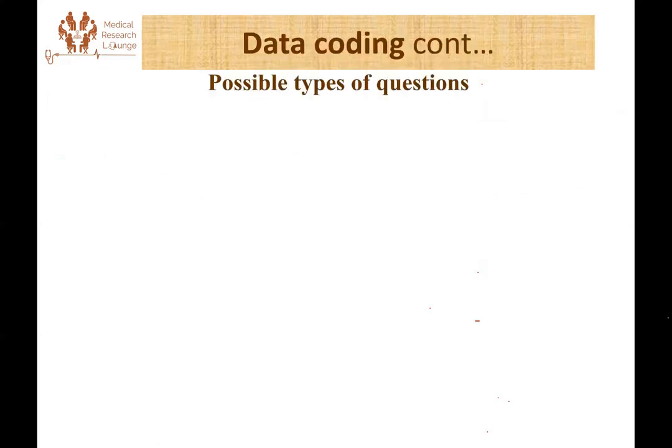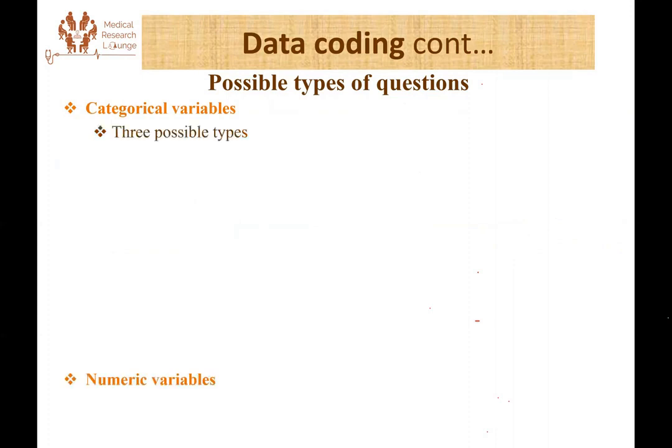When we code our data, which means the responses for our study variables, our study variables can have two different types of nature, and our coding depends on that. The possible types of questions we encounter depend on the type of variable our study contains. The first one is categorical variables, the other is numeric. For the first one, there are 3 possible types.